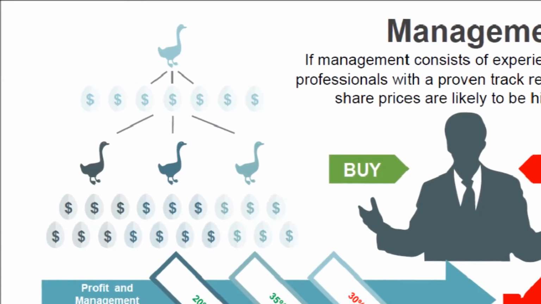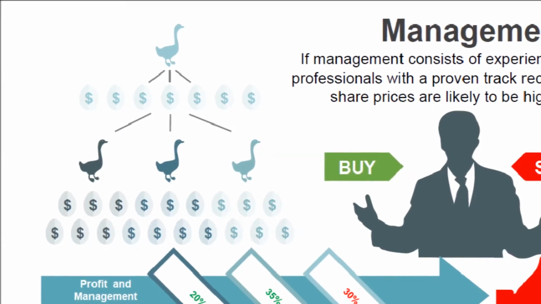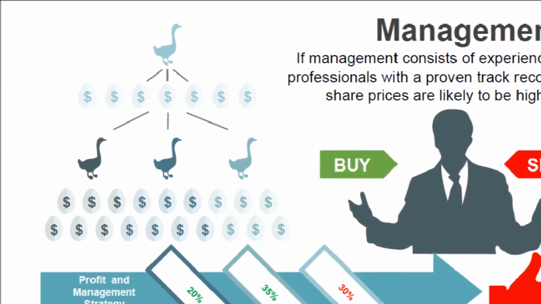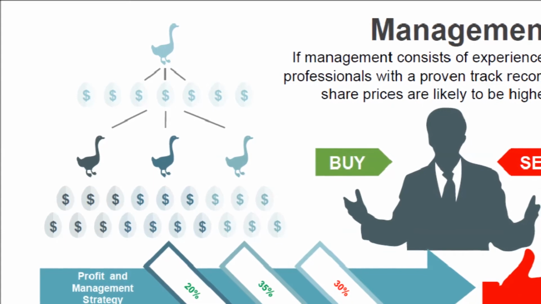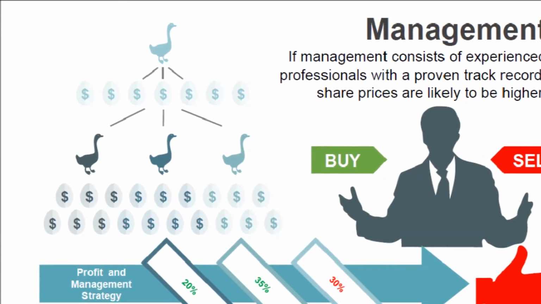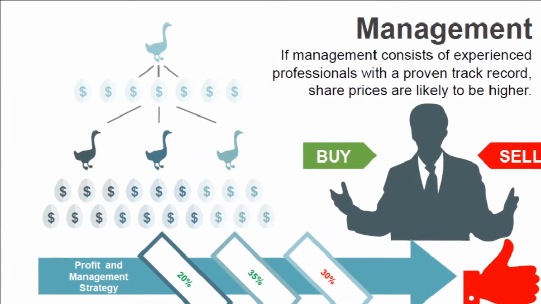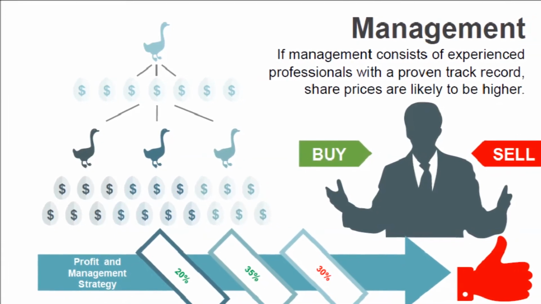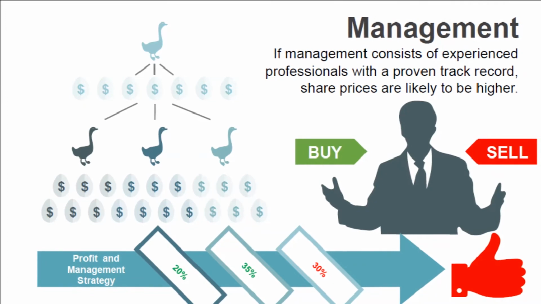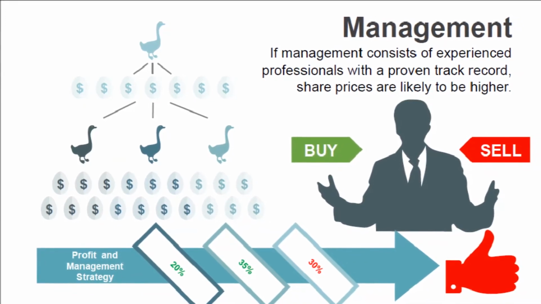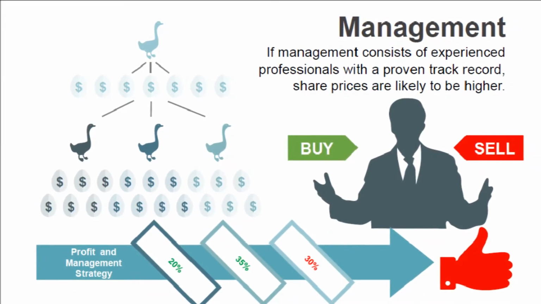Number 5. Management. Management profile has a significant effect on company success and stock prices. If management consists of experienced professionals with a proven track record, share prices are likely to be higher. If the management that takes over a company lacks integrity, share prices tend to fall. A change in management or a new strategy being implemented can bring down the goodwill of the company.